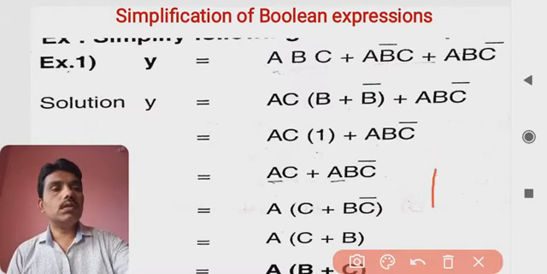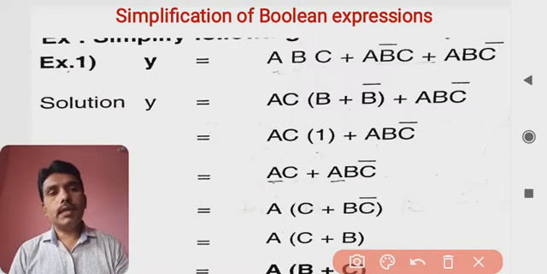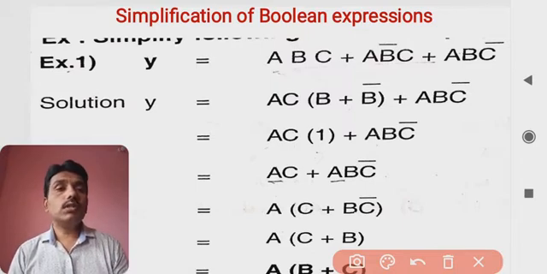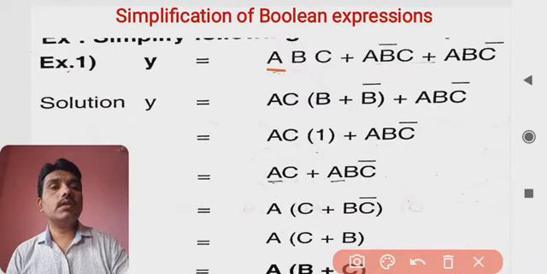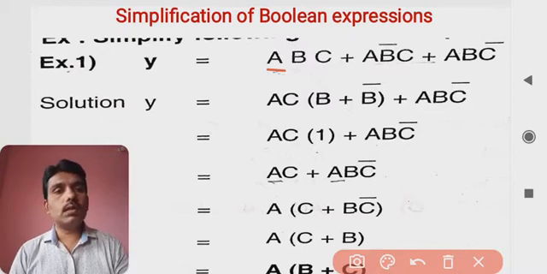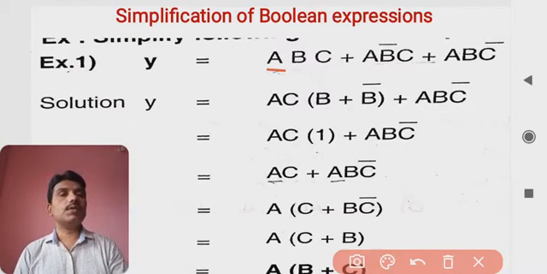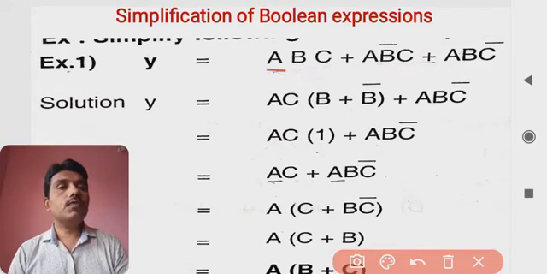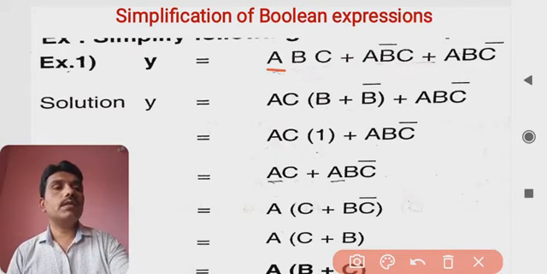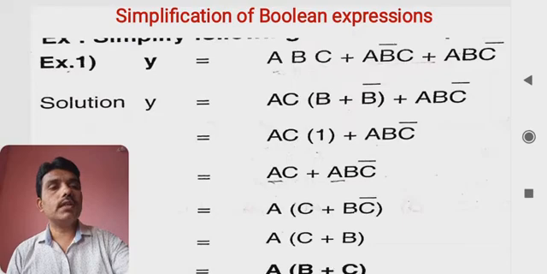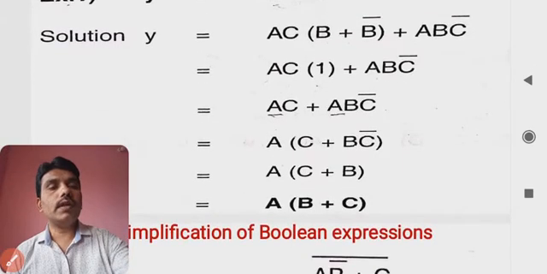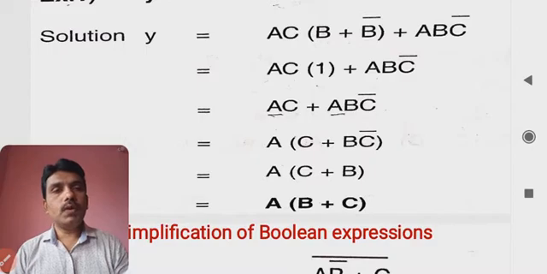But this can be solved in different ways also. Either somebody says AC will be common, somebody says AB will be common. Another logic: if you take A as common, it takes just two steps to simplify this expression. Then again it can be simplified accordingly. So for any one expression, there are different ways of simplification. The final answer is A and B or C.